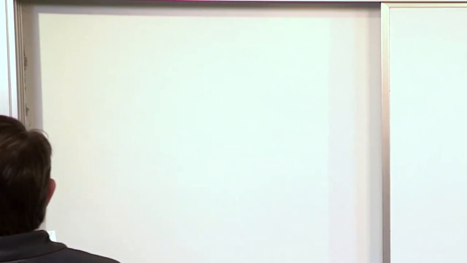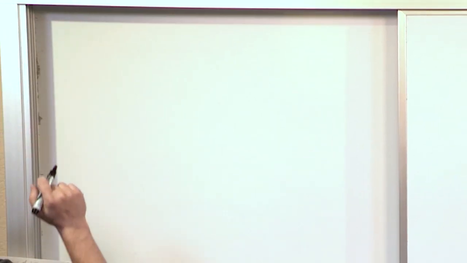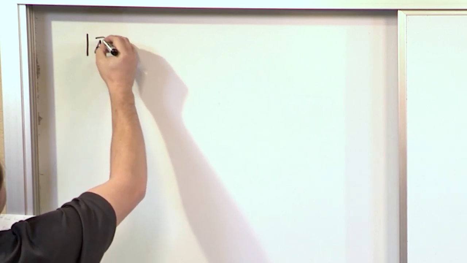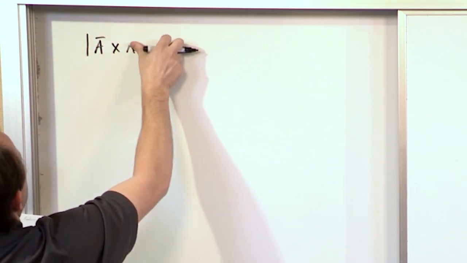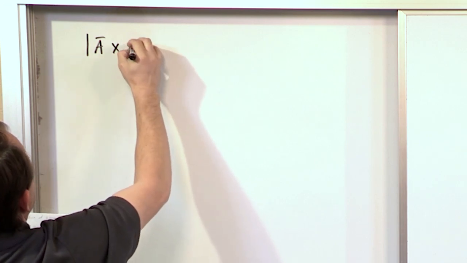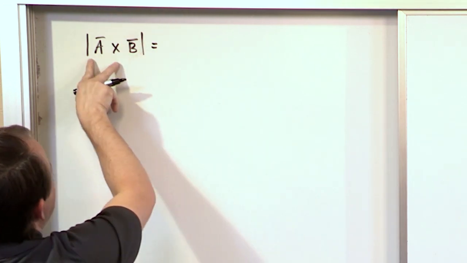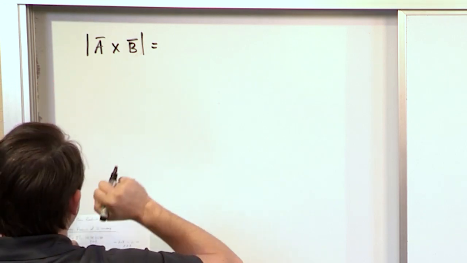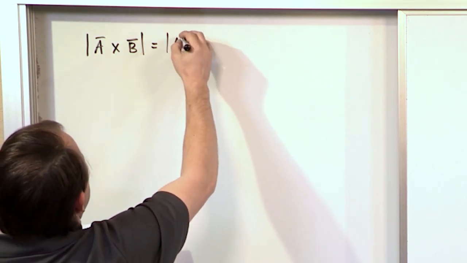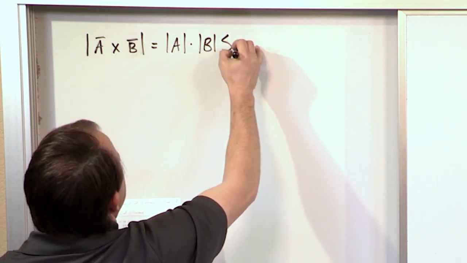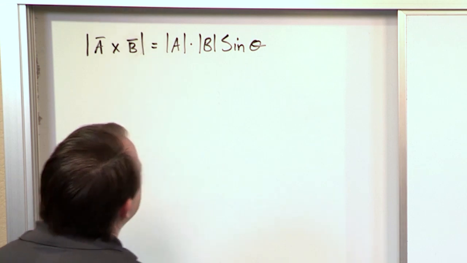All right, so we're going to have the cross product of two vectors. Now, I know that you probably have seen this before. If I have vector A and I cross it with vector B, like this, then the magnitude of A cross B, that's what I'm really calculating here, is the magnitude of vector A times the magnitude of vector B times the sine of the angle between A and B.